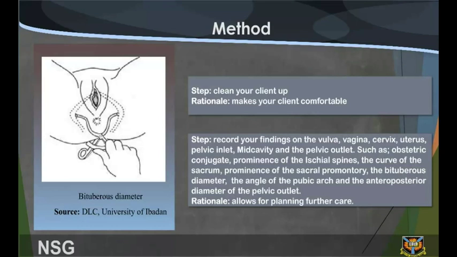Step 2. Record your findings on the vulva, vagina, cervix, uterus, pelvic inlet, mid-cavity and the pelvic outlet, such as obstetric conjugate, prominence of the ischial spines, the curve of the sacrum, prominence of the sacral promontory, the bituberous diameter, the angle of the pubic arc, and the anteroposterior diameter of the pelvic outlet. It allows for planning further care.